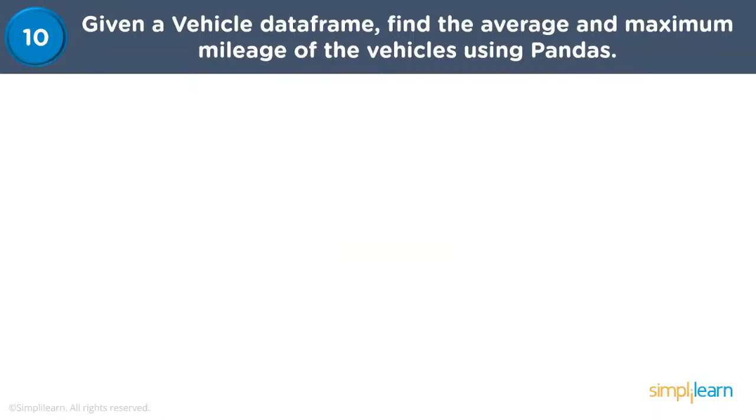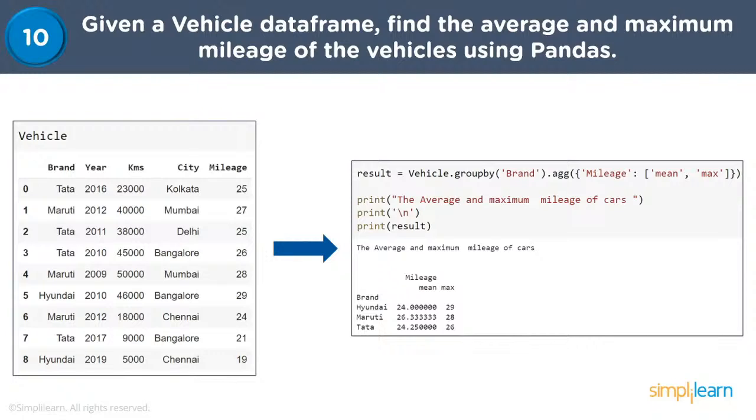Okay, so coming to the last question on this interesting session on programming interview questions for data scientists. Our question is, given a vehicle data frame, find the average and maximum mileage of the vehicles using Pandas. So here, data scientists use statistical measures to analyze their data, so it is important to have knowledge of the statistical functions in Python. Here is my vehicle dataset, and for each brand of vehicle, we want to find the average and the maximum mileage. So let me show you how to do it.